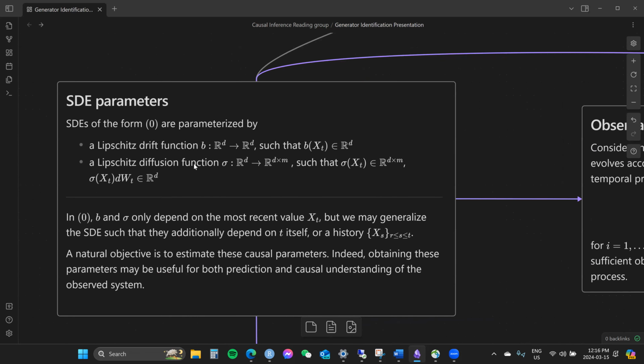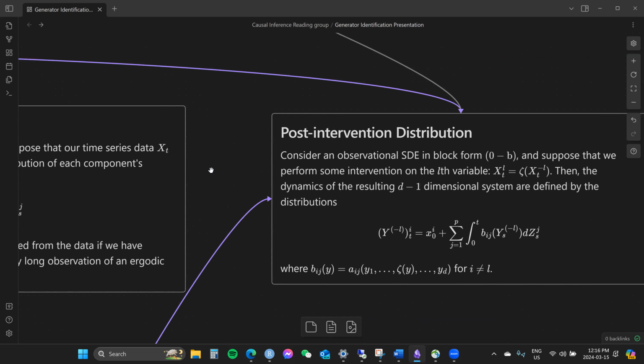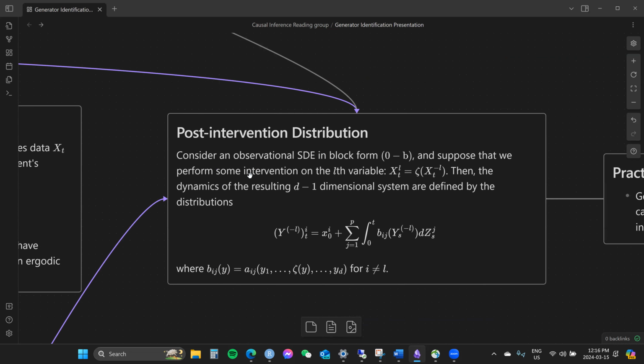A similar distribution you could obtain, which we saw in a previous paper from Sokol and Hansen, is the notion of a post-intervention distribution, which is very similar. You define it just by integrating, but the difference is we intervene by fixing the value of one of the causal parameters and seeing what the dynamics of the new system will be. And this is a kind of intrinsic definition of causality, which is why I would be interested.